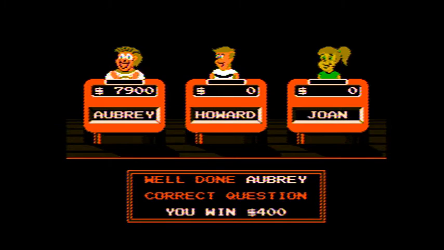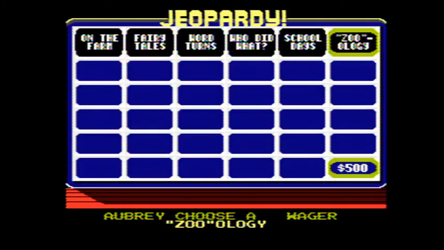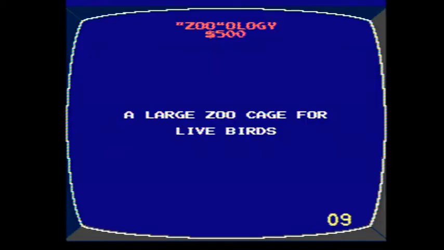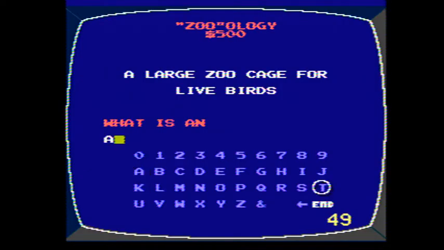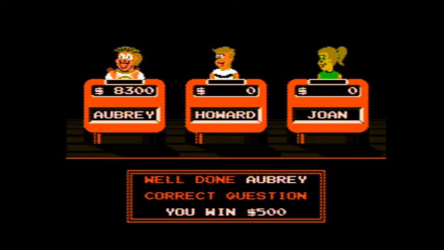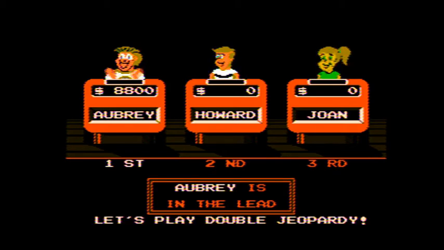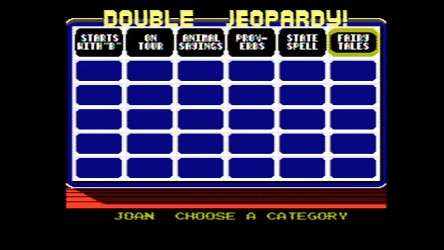Last clue. A large zoo cage for live birds. What is an aviary? So I got that Humpty Dumpty clue wrong, but it would have been a perfect Jeopardy round had I not messed up, but it's okay. Double Jeopardy time. Alright.